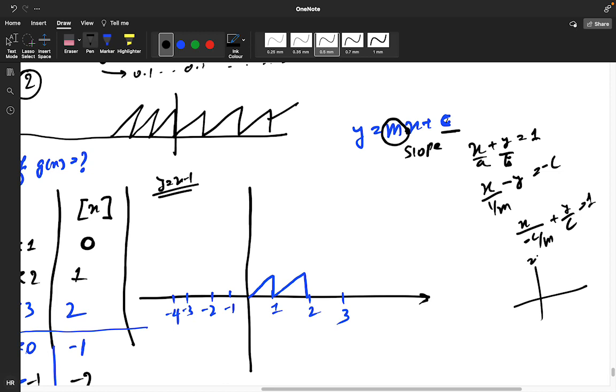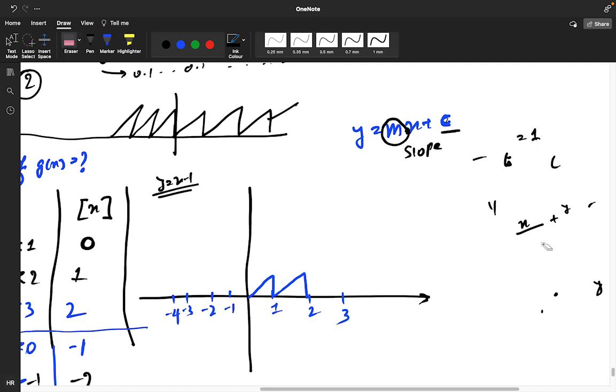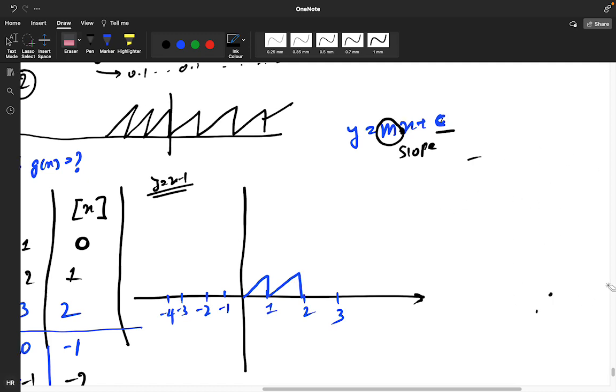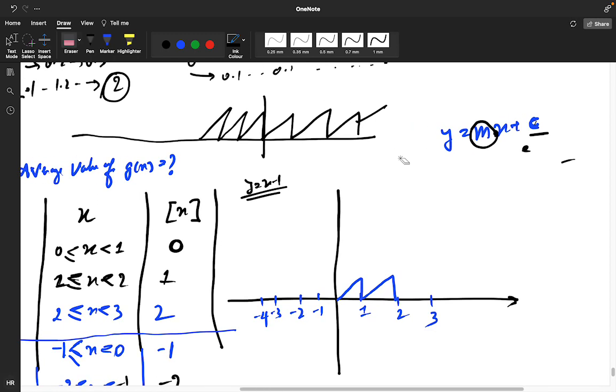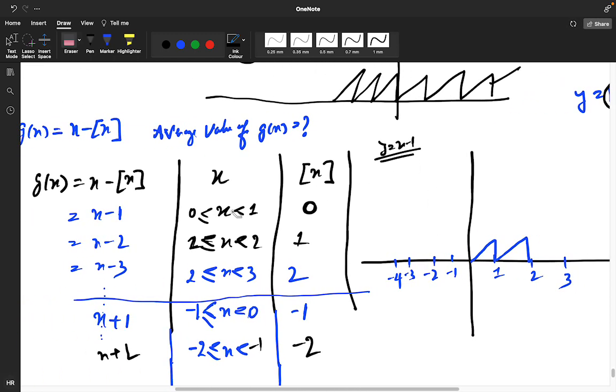Then you will draw: this is your x part and this is your y part. Somewhere c will lie, and somewhere minus c by m will lie. But here, if we take the minus c by m value as 0 and the c value as 0, these equations will pass through the origin. Simple straight line. You will understand these things when we discuss signals. For now, just watch this equation.